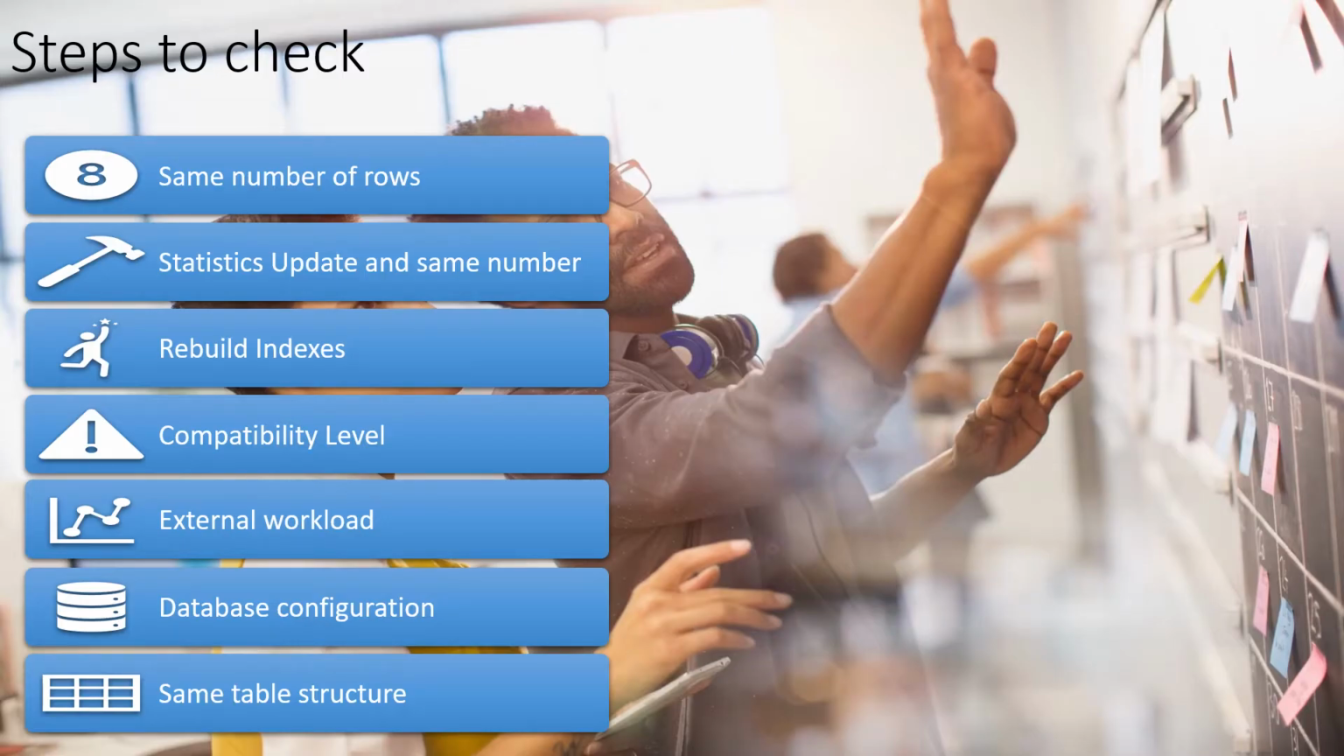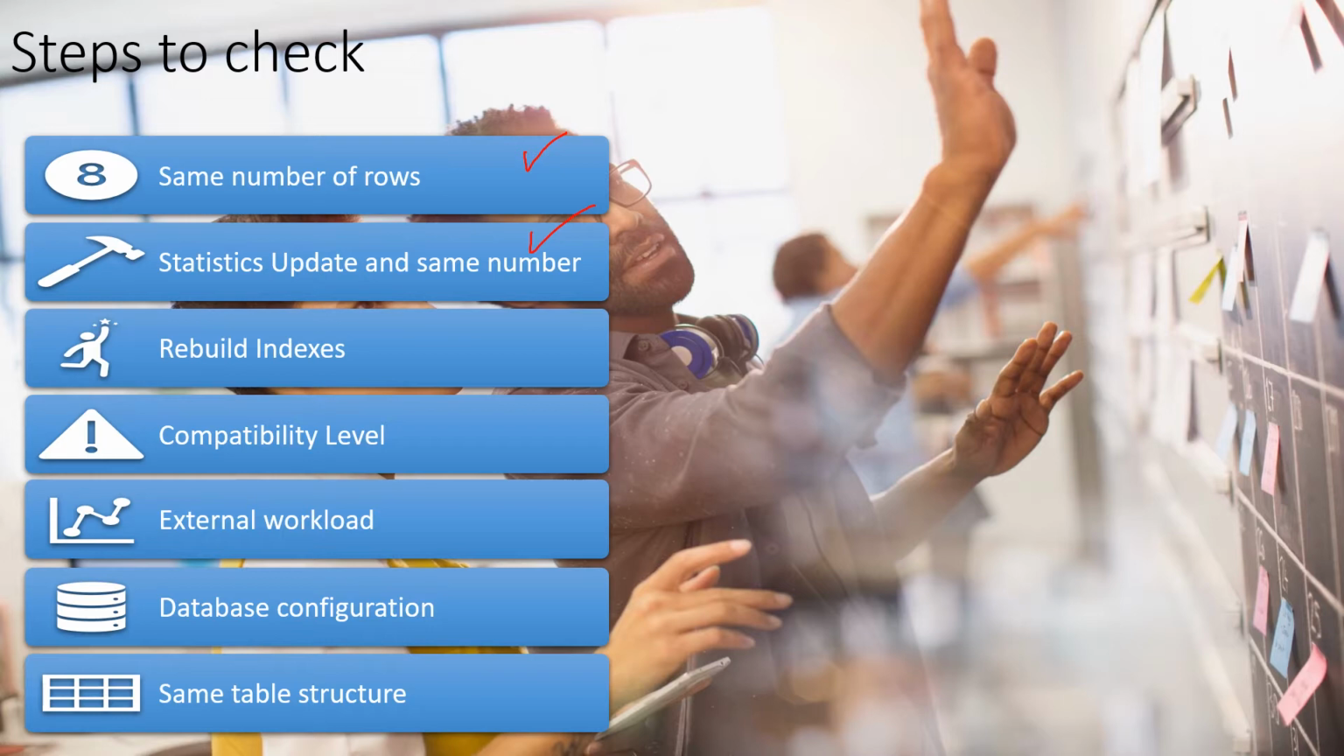But what were the steps that we did in order to check the different things that could impact performance? The first one was to review that we have the same number of rows. Most rarely, the customer is comparing different numbers of rows in different tables, and that could have some impact. The second one was to review how many statistics we have, if we have the same numbers, if we have the same update dates, etc.